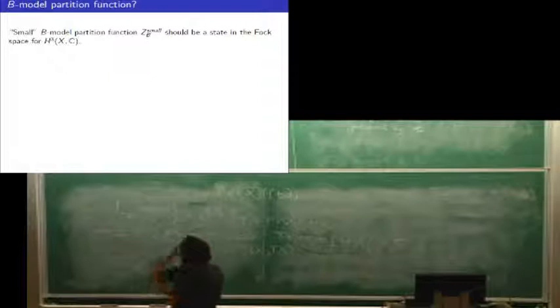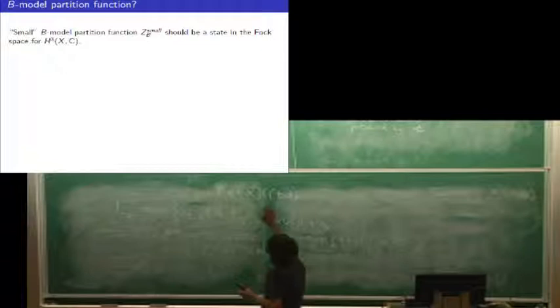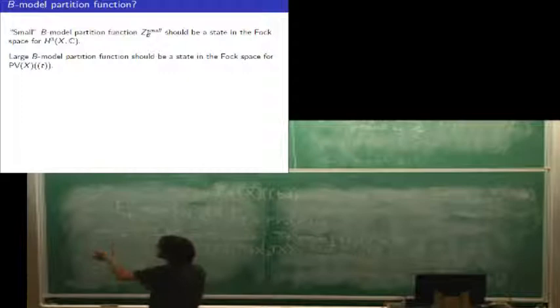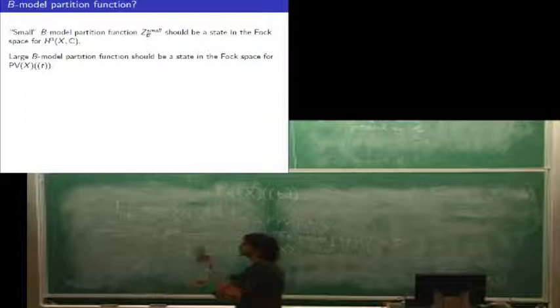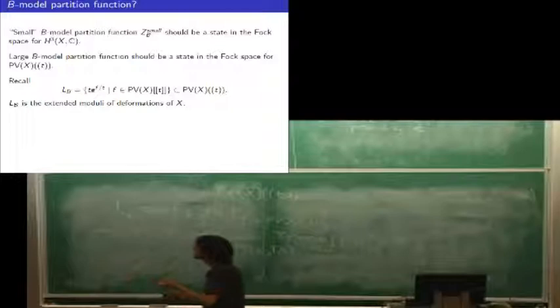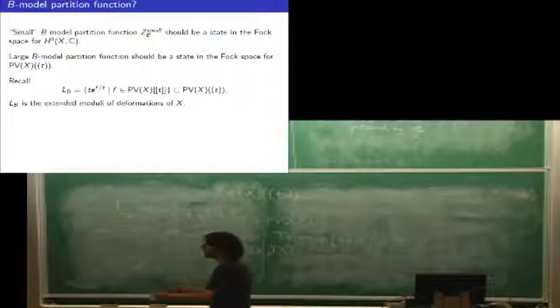So if you remember, there were two stories, both on the board. The small story where we only see H3 of X, and this kind of larger story involving descendants where we see all polyvector fields. So in both cases, we should expect that the partition function should be a state in the Fock space for this symplectic vector space. So in some sense, what are we doing? In both cases, the Lagrangian cone is the moduli of Calabi-Yaus. So this is some kind of quantization of the moduli of Calabi-Yaus we're looking for.